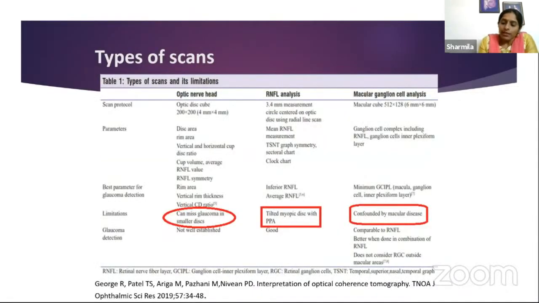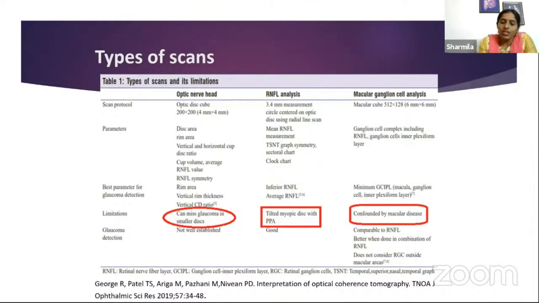I'm very much convinced in using an OCT because it gives so much information. One, you can entirely scan the optic nerve head. Number two, you can do an RNFL analysis. Number three, you can even do a macular ganglion cell analysis. All come in a single machine. However, we need to choose the program depending upon the basic pathology of the patient.